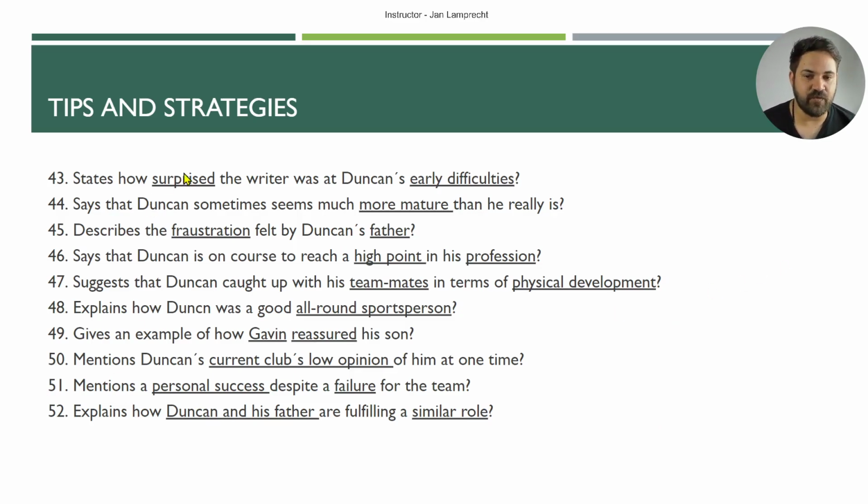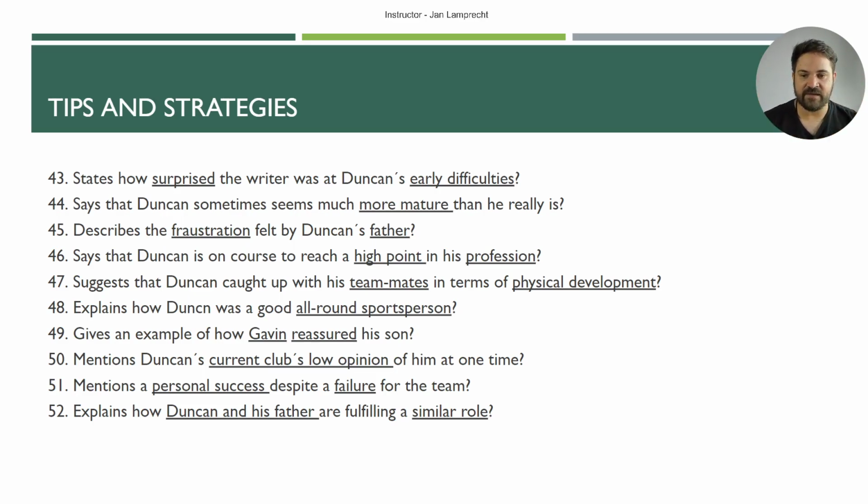States how surprised the writer was at Duncan's early difficulties. Surprised, early difficulties, those are my 2 keywords. Now, says that Duncan sometimes seems much more mature than he really is. So I'm looking out for mature, any sign of him being mature. Seems, speculation, seems mature. Describes the frustration felt by Duncan's father. Frustration. I'm looking for synonyms for frustration.